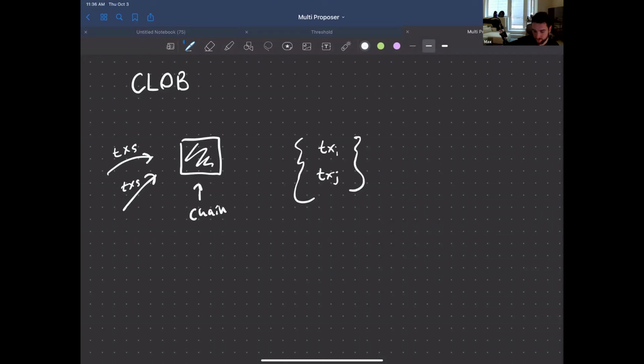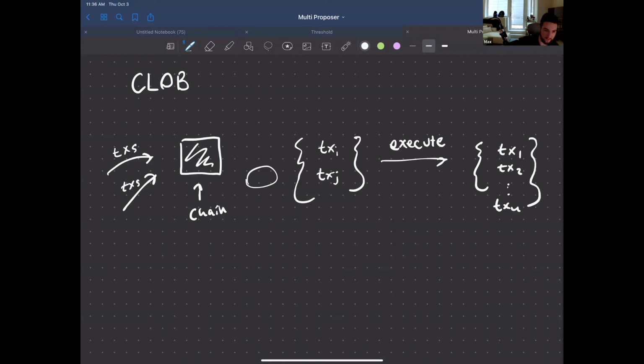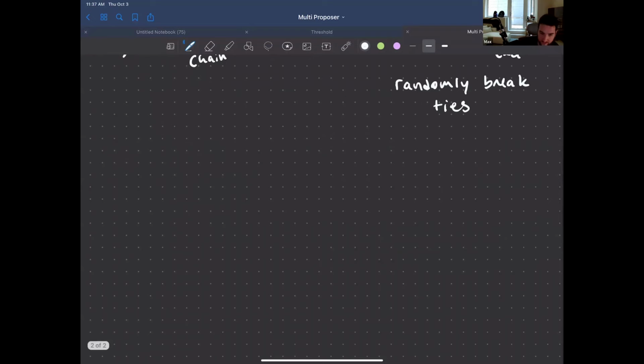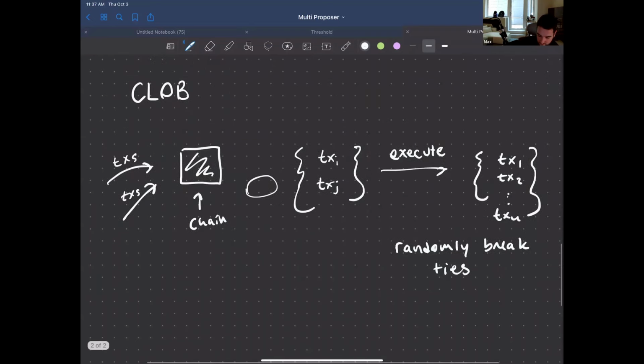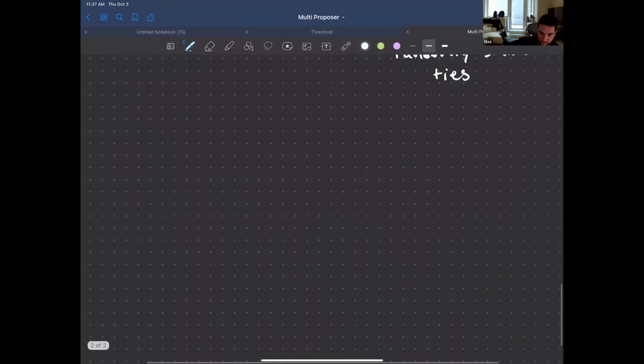And then the way we execute those transactions is determined by the priority order. So we're going to apply this deterministic function O, which is going to sort these in descending order of priority. And we'll end up with TX1, TX2, and so on down to TXN. There are multiple ways to break ties, but for now, let's assume we break ties randomly. There are a few other ways that we can talk about later. Okay, so that's the view of a priority ordered chain. Let's talk about what we can do with this.